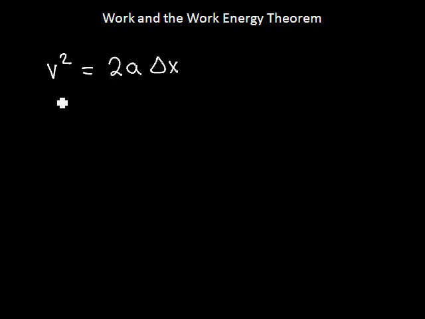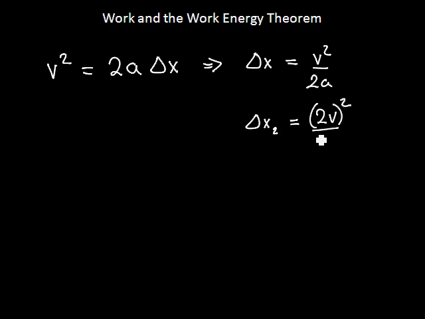If you then solve for delta x, we get v squared divided by 2a. If I then define delta x2 as the distance it takes to stop when you were traveling twice as fast, it's 2 times v all squared divided by 2a, which is 2v squared over a, which is 4 times the original delta x.